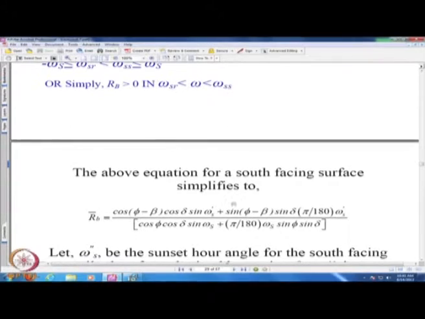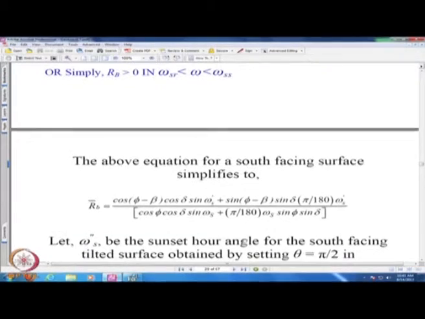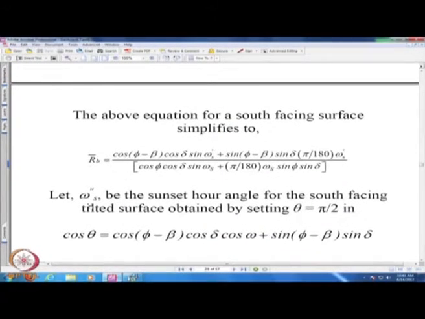So, for a south facing surface again this simplifies, and this omega S dashed now should be symmetric. Instead of omega S r and omega S s unequal values, if gamma equal to 0, I will have a minus omega S dashed and a plus omega S dashed, just like minus omega S and plus omega S for the horizontal surface. So, let us just to be clear, let omega S double dashed be the sunset hour angle for the south facing tilted surface obtained by setting theta equal to pi by 2 in the relevant equation for cosine theta.